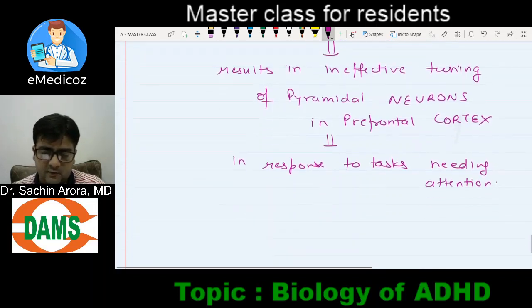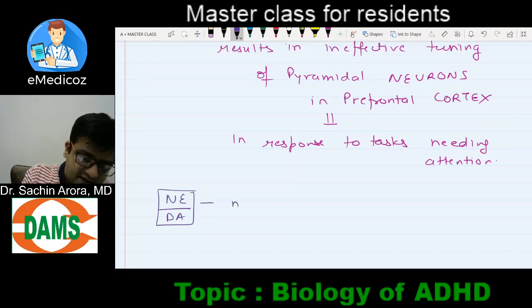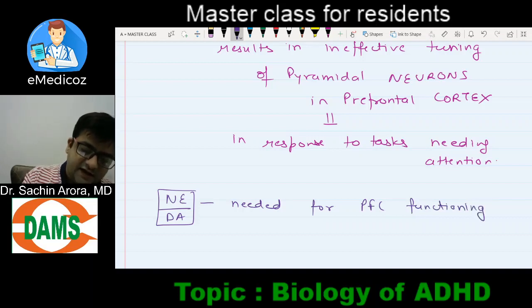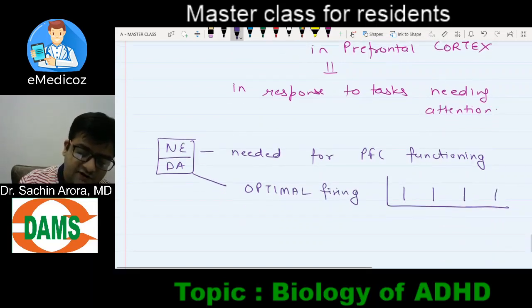Okay, what they say is norepinephrine and dopamine are needed for prefrontal cortex functioning, and norepinephrine and dopamine optimal firing. Optimal firing means tonic firing leads to optimal function.